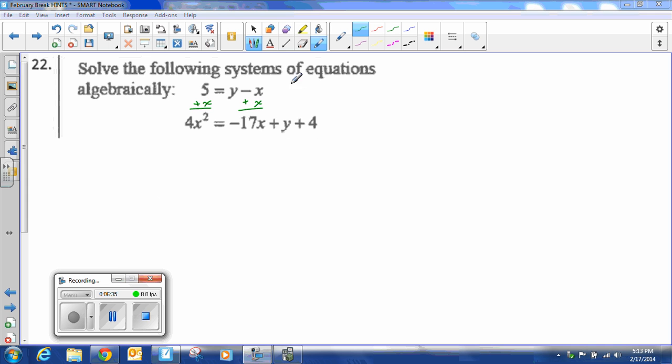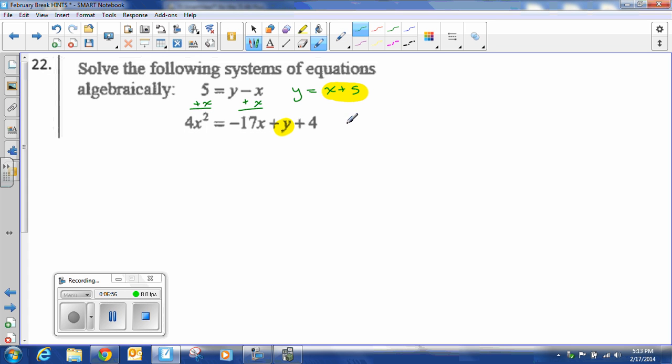Number 22. All right, same type of problem. They want us to solve this algebraically, so we're going to use substitution. So I've added x on both sides, so we have y equals x plus 5. We're going to take x plus 5. We're going to substitute it in wherever we see y in the other equation, the quadratic here.